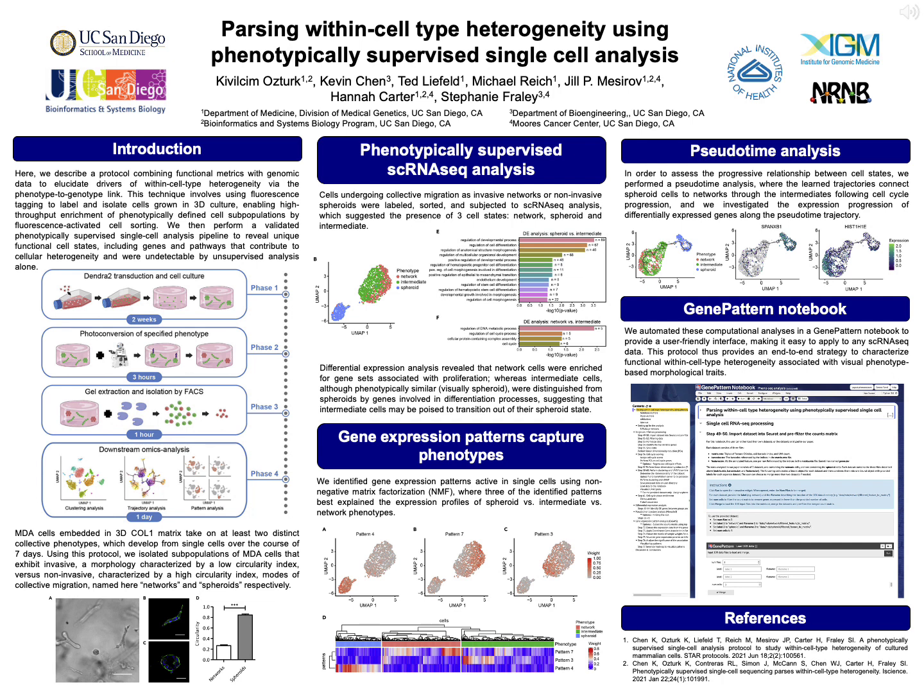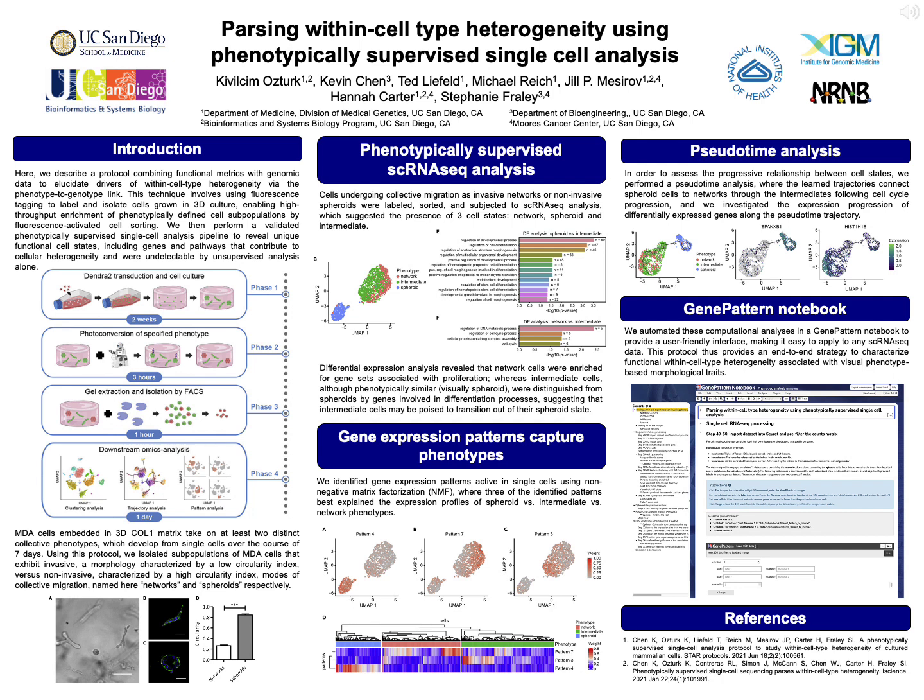MDA cells embedded in 3D type 1 collagen matrix take on at least two distinct collective phenotypes, which develop from single cells over the course of 7 days. The majority of cells, approximately 81%, formed collectively invasive cell structures, a morphology characterized by a low circularity index. A smaller subset of tumor cells, approximately 19%, did not invade, characterized by a high circularity index. Based on their morphology, we term the invasive structures as networks and the non-invasive structures as spheroids.